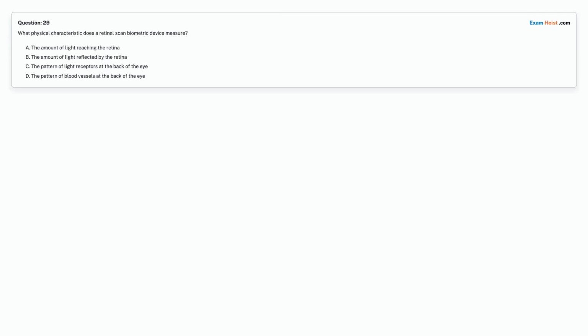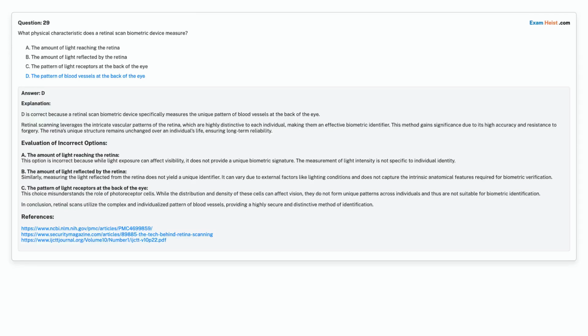Question 29. What physical characteristic does a retinal scan biometric device measure? Option A. The amount of light reaching the retina. Option B. The amount of light reflected by the retina. Option C. The pattern of light receptors at the back of the eye. Option D. The pattern of blood vessels at the back of the eye. Choose the correct answer. Correct answer is option D. The pattern of blood vessels at the back of the eye.